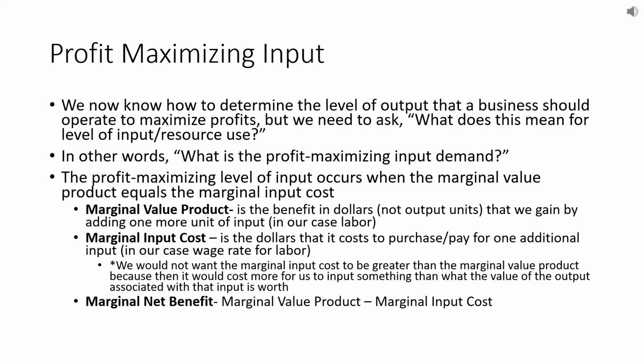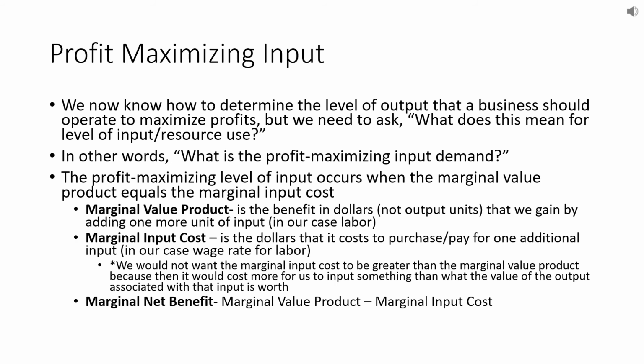The previous examples that we looked at dealt with profit maximizing output. So at what quantity and price should a business be producing in order to maximize profits? We can also figure out at what level of input a company should be operating in order to maximize profit. So basically, we've been talking about labor, so how much labor should they employ in order to maximize profits?